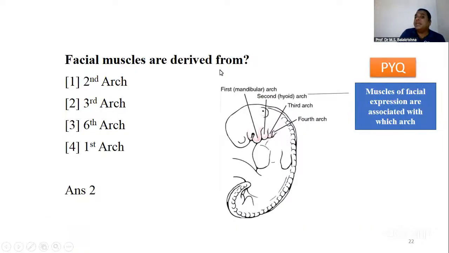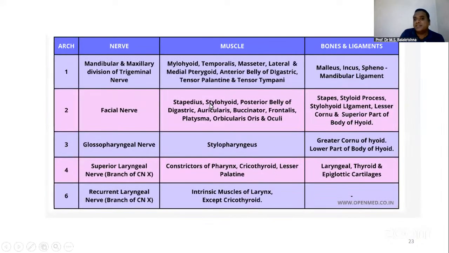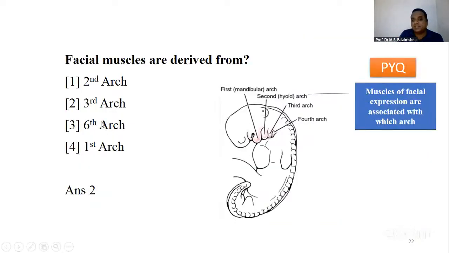The facial muscles are zygomaticus major, minor, orbicularis oris. Okay, you have got here procerus, mentalis muscles. So they are not supplied, they are derived from, see here, that is by your facial nerve. So facial muscles generally, facial nerve, that is the second arch. So the wrong option was given here. It was actually the second arch. The answer became second. So this answer should be 1.